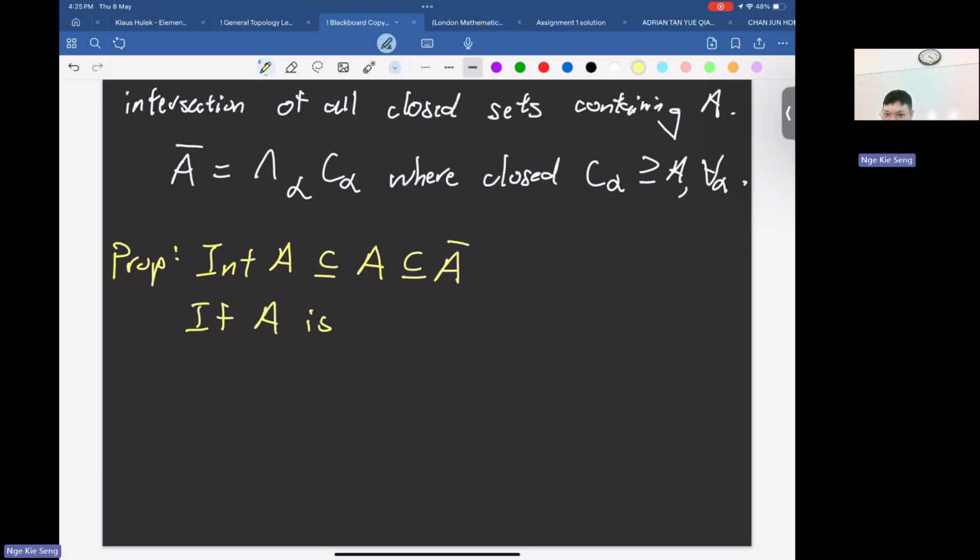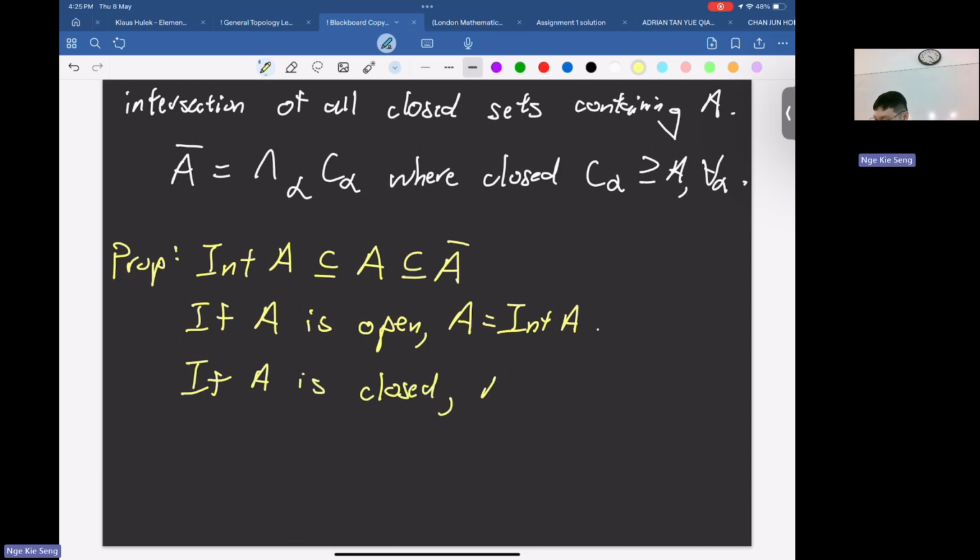Okay, next line. If A is open, actually you have the other direction: A equals int A. If A is closed, then actually A is just A closure. This matches up with what we want if we define it this way. So let's show this. Proof.